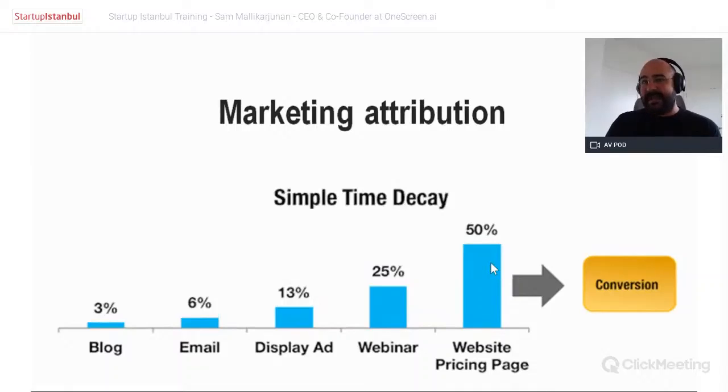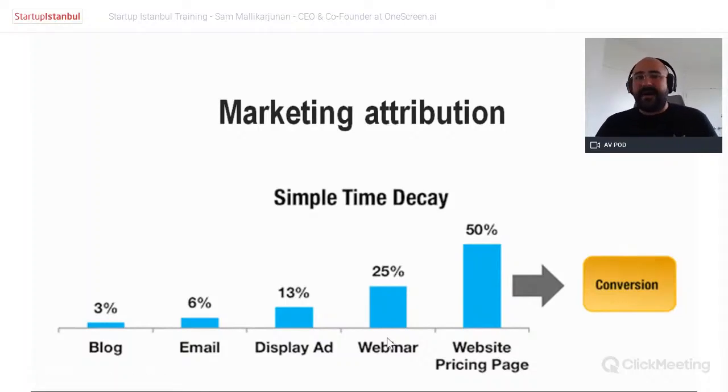The other one is time decay, which is based on how long it took them, I'm going to weight it. So the blog, if that happened 6 months ago, they found us by the blog, I'm only going to give it credit for 3%. And the reason credit matters, again, is because credit is budget. And so if somebody converts, you're going to say that the blog drove 3% of that value, whereas the webinar drove 25% of that value.